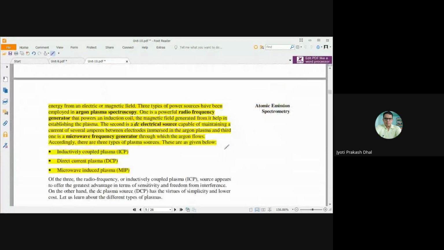The different plasma sources are sustained by absorbing energy from an electric or magnetic field. Three types of power source have been employed in argon plasma spectroscopy. One is a powerful radio frequency generator that powers an induction coil, and the magnetic field generated from it sustains the plasma. The second one is a DC electrical source capable of maintaining a current of several amperes between the electrodes immersed in the argon plasma.